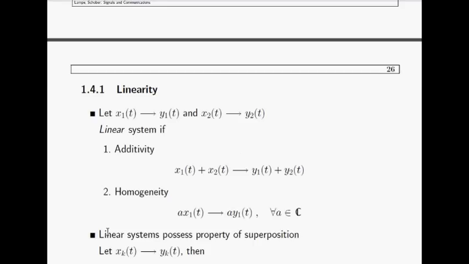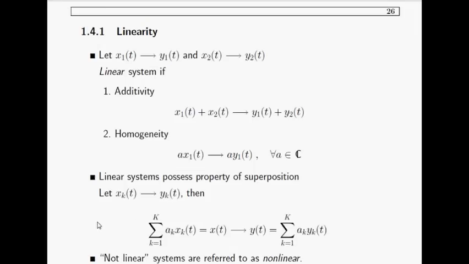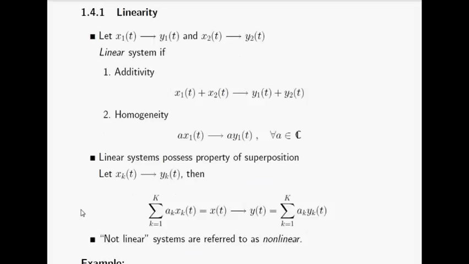Second one is homogeneity. It says that if you multiply a scalar, which is complex in nature, with an input signal, then your output will be multiplied with the same scalar. And this is the generalized way for the homogeneity equation. Here k equals 1 to K, and you can see that it's just a general way of showing the homogeneity. Systems that do not satisfy these are referred to as non-linear.